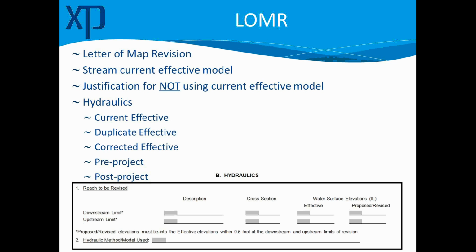However, if there is currently a stream that is in the NFIP, and it has a current effective model that you can get a copy of, I know that can be a challenge at times from the library, getting a copy of the model, but assuming you do have a copy of that current effective model, the first thing is a justification for not using that current effective model. And this is important.